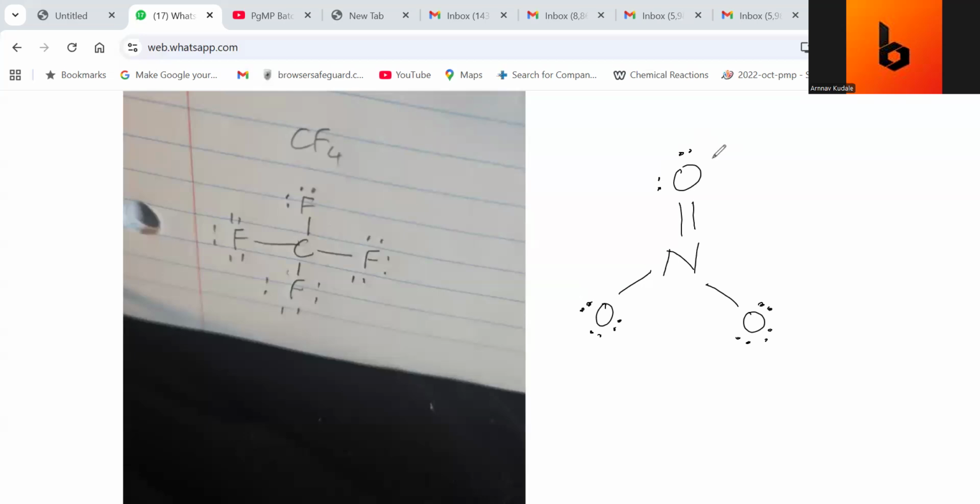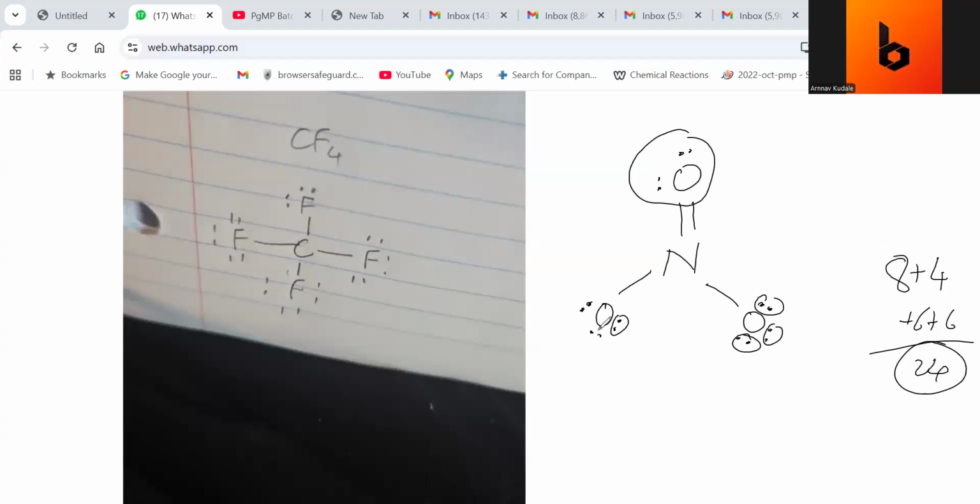Wait. 1, 2, 3, 4, 5, 6, 7, 8, 9, 10. At the center you have 8. Here is oxygen, can you see this oxygen here? That is 4, and the other two oxygens are 6 and 6. So you have 24. Now if you notice, these have 3 lone pairs each, but this one will have 2 lone pairs because there is a double bond.